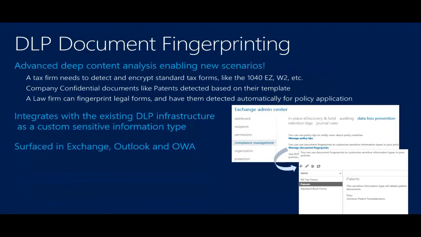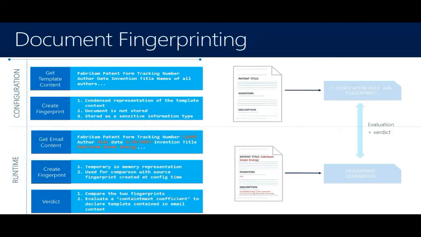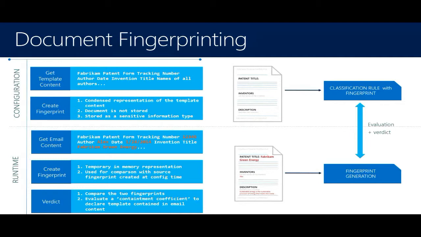So it's all built in, and like I said, you can use it in Outlook and you can use that in OWA. And basically, here's how it actually goes through this. Again, you do the configuration, and then in the runtime, it's looking for those patterns that you've created so it can make sure that the document is safe to send out outside your corporation to another person.